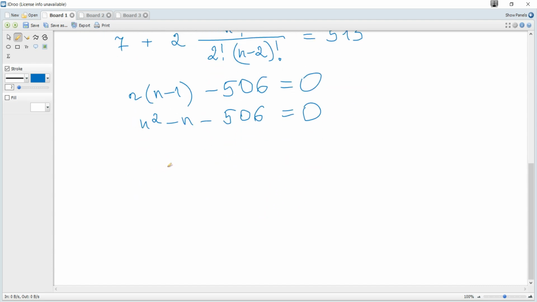And I want to apply the sum and product rule. Sum is minus b over a, it's 1. Product is c over a, so minus 506, and the numbers are negative 22 and 23. Sum is 1 and product is minus 506. So n, and definitely n is positive, so n is 23.